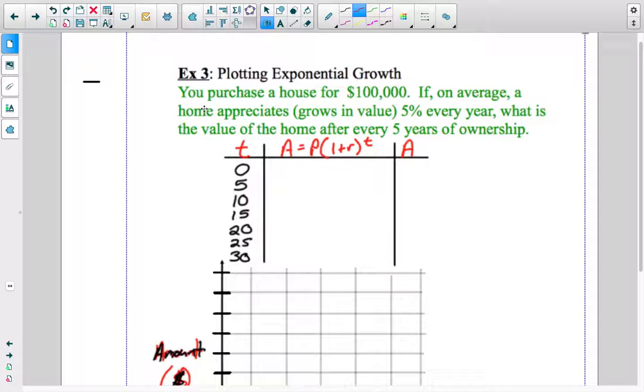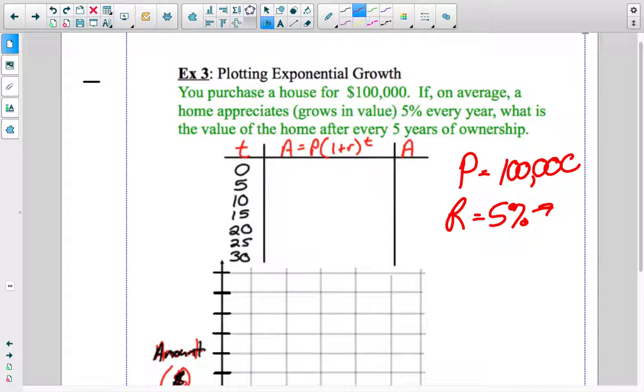But let's say in this case you purchase a house for $100,000. Let's say on average it appreciates, or grows in value, 5% every single year. What is the value of the home after every 5 years of ownership? So our principal, our investment, is $100,000. Our rate is 5%, or 0.05 as a decimal. And then our time is going to depend on where we are in this home ownership.